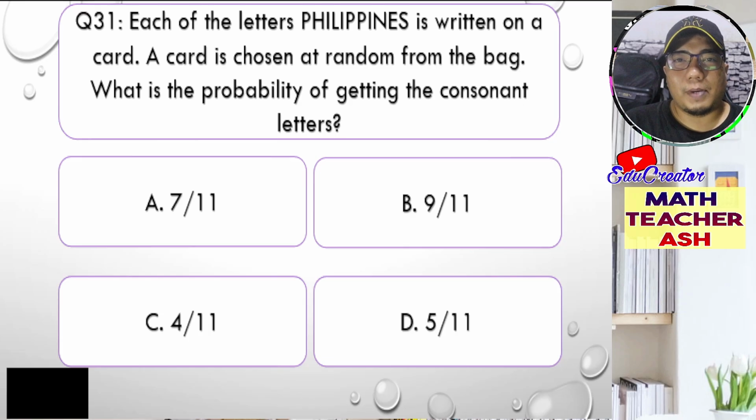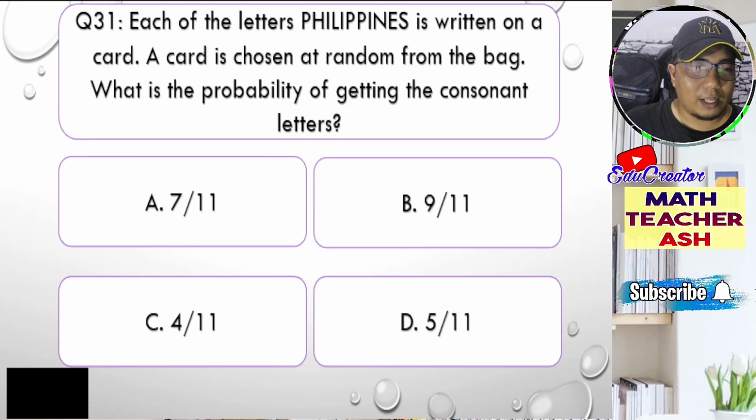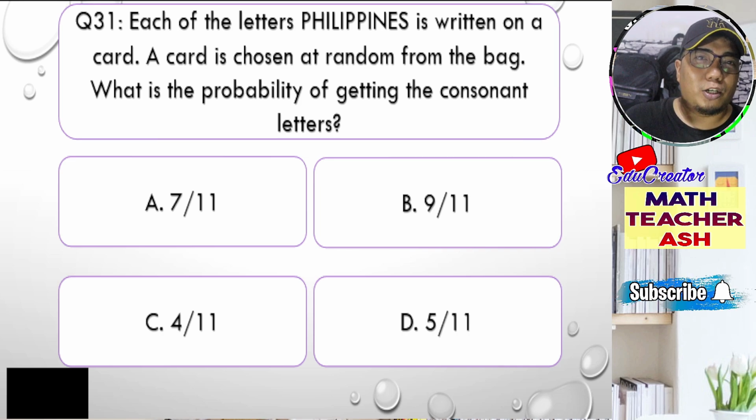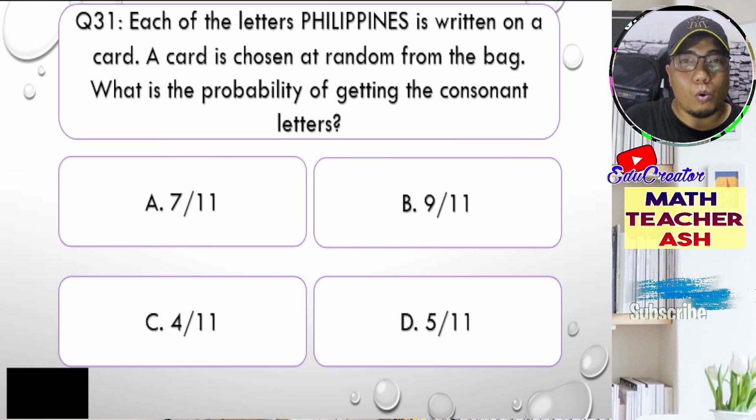So of course, my dear math learners, in this question, as you can see, the choices have the same denominator, meaning that the number of letters in the word Philippines is 11. But our focus here is to find the consonants. Now, the question is, what do you mean by consonant? Consonants are the opposite of the vowels. The vowels in the alphabet are A, E, I, O, and U, while the consonants are the exceptions, the B, C, and so on and so forth.